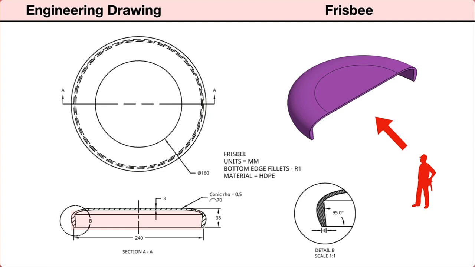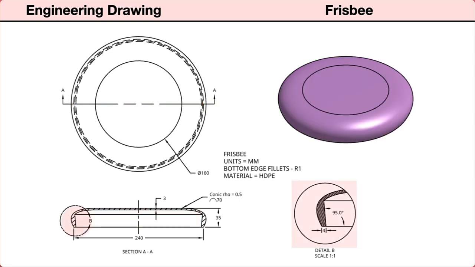This view is displayed as a section view, showing the Frisbee cut in half, exposing an interior profile of the part. The cutting plane line in the top view identifies the location and direction of the section view. To the right is a detail view. This shows an enlarged view of the front section, allowing us to view the details of the curved outer edge.